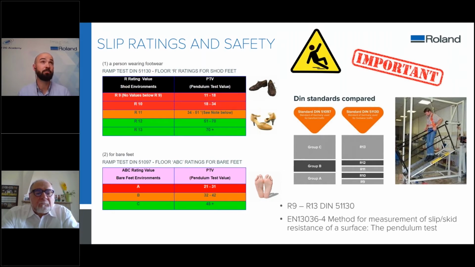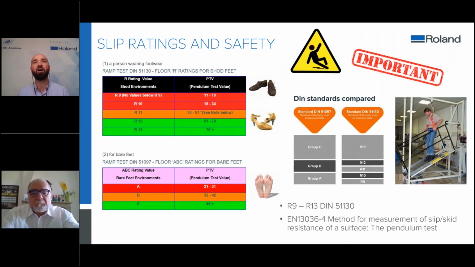So it's definitely something that you need to learn about and you need to research before applying floor graphics in any public area. So in essence, slip ratings are broken down into a couple of different ratings. This is mainly in the UK or in Europe that we're talking about. So they're basically broken down into a DIN standard and then there's an EN standard as well. So the DIN standard is 51130, and the ratings go from an R9 up to an R13.